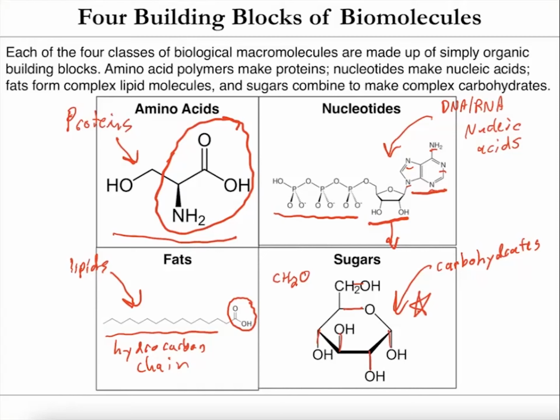So these are the four most important building blocks of those different classes of biomolecules. Proteins are polymers of amino acids.